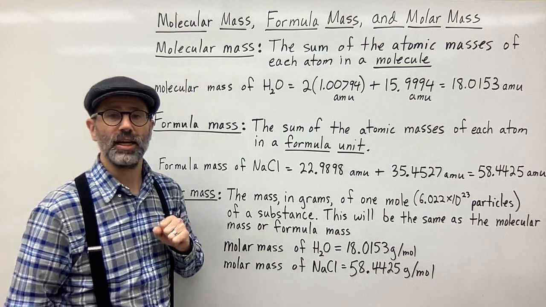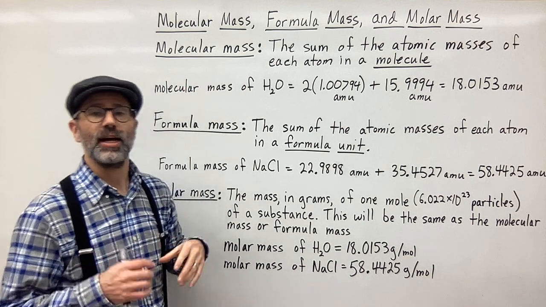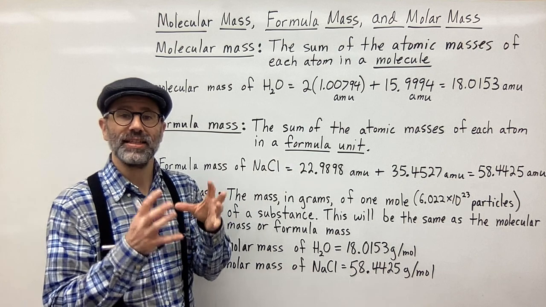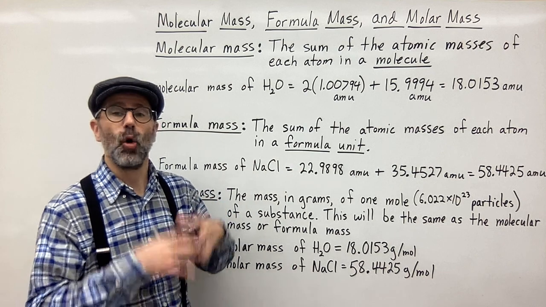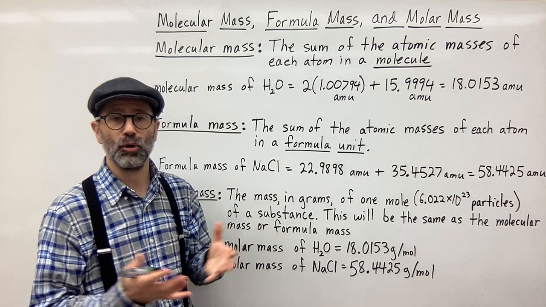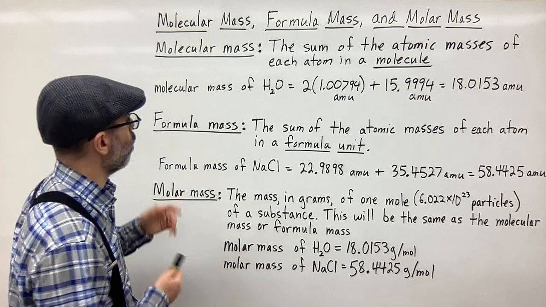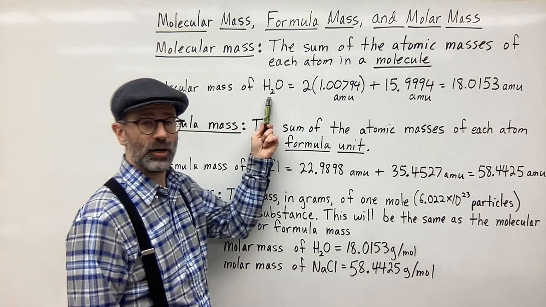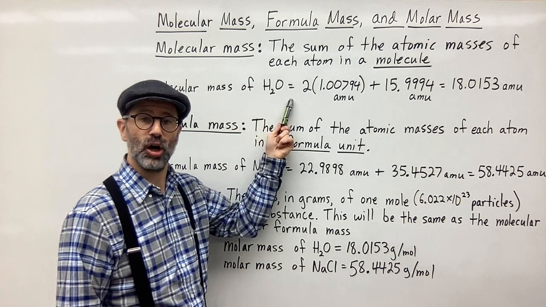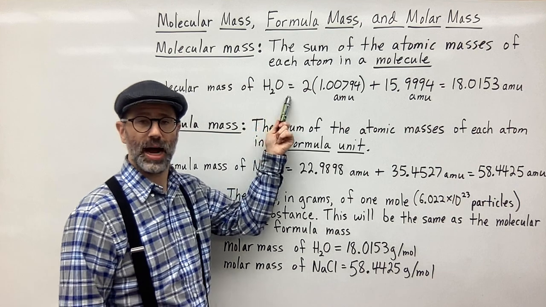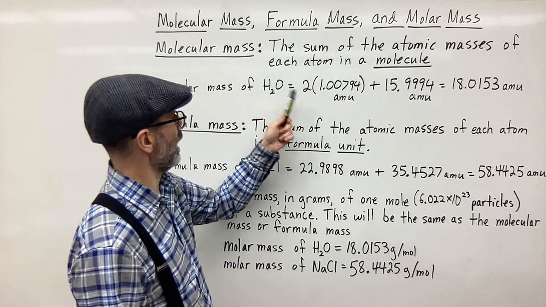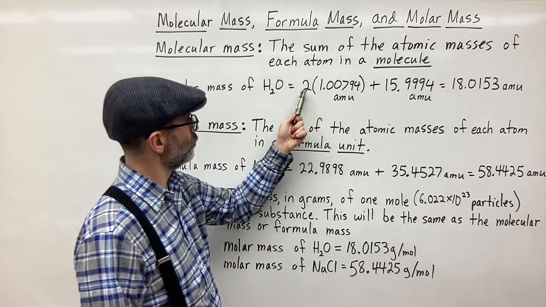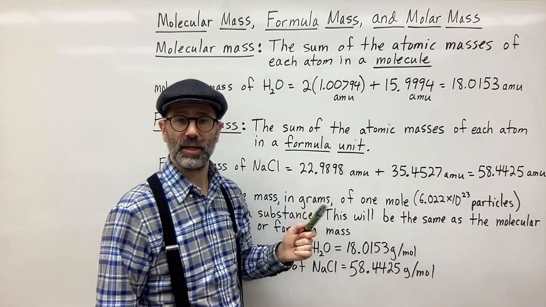When you find the molecular mass, you're looking at all the atoms in the molecule and adding up all of the atomic masses, and the total is the mass of your molecule, or the molecular mass. So using water as an example, since water has a formula of H2O, it has two hydrogens and one oxygen. Therefore, you're going to multiply 2 by the atomic mass of hydrogen.